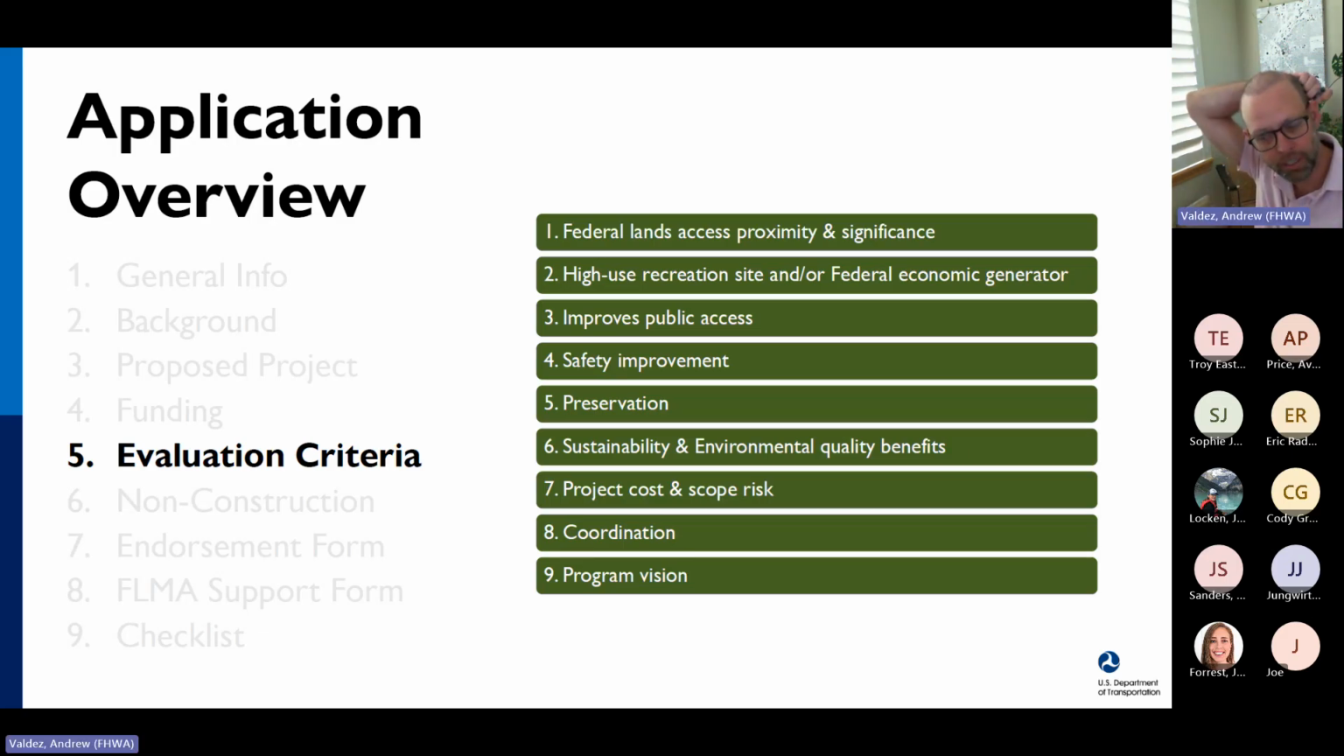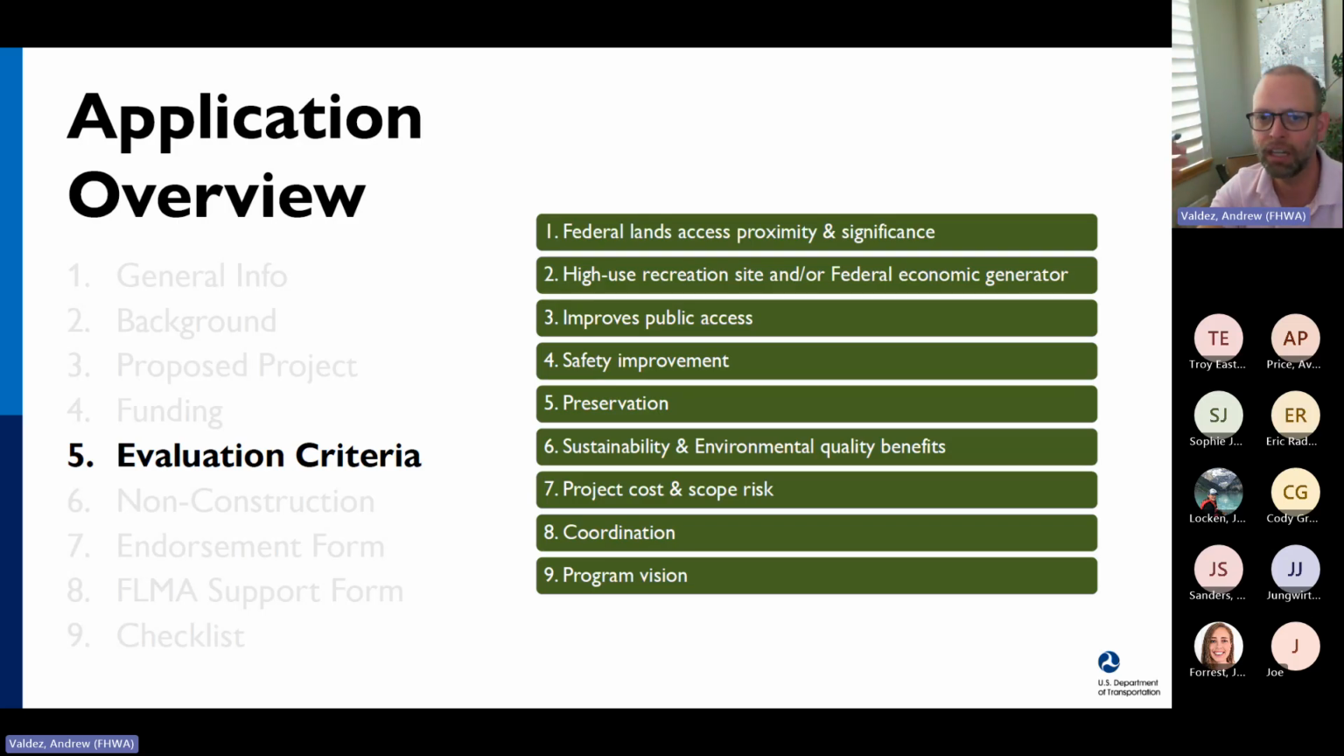Alrighty, evaluation criteria. So it's up to the PDC to set the exact evaluation criteria and sort of the weighting of these categories. But they will be some configuration of these 9. And all pretty straightforward here.